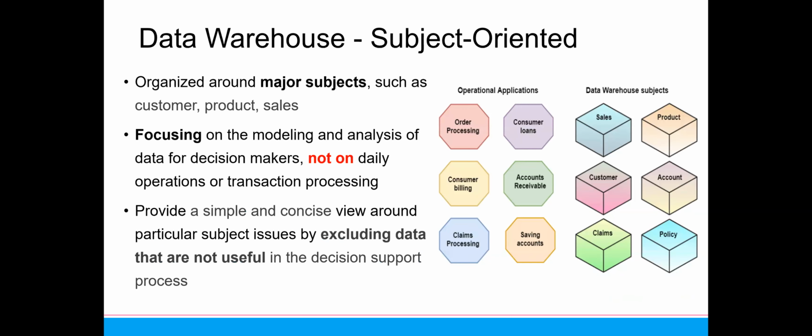The data warehouse is subject-oriented. What does it mean? It means that it is organized around a major subject. Let's say if it is the customer, then you will include the customer data. If it is about the product, then you will include the product data. If it is about the sales, you will include the sales data. So it is based on the subject.